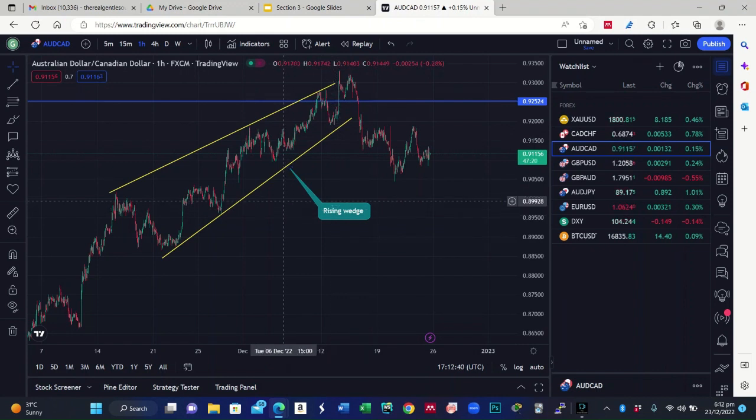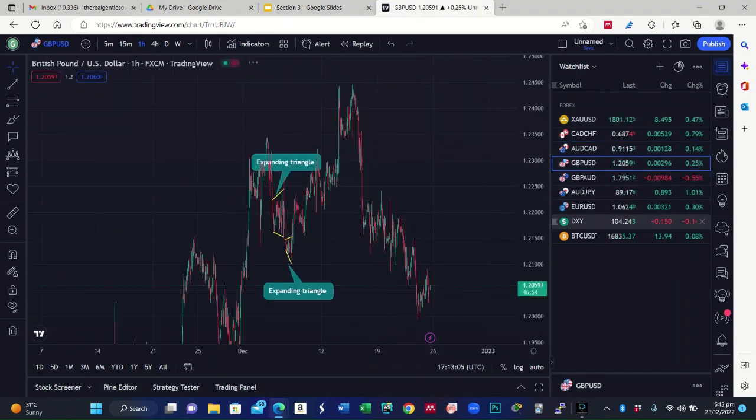The opposite is falling wedge. If you flip this chart, then you are going to get falling wedge, because the opposite of rising wedge is falling wedge. As in rising wedge, as it is progressing upward, it is getting narrower, and in falling wedge, as it is progressing downwards, it is getting narrower also. So let's move to the next one.